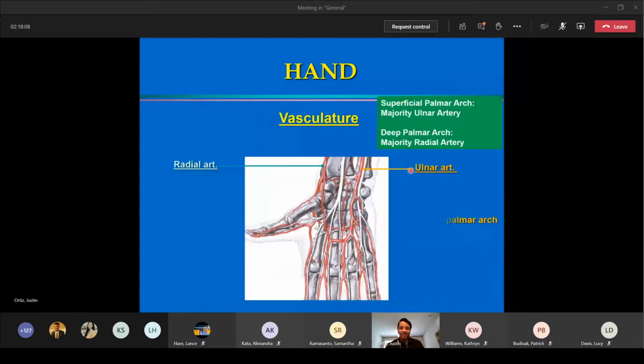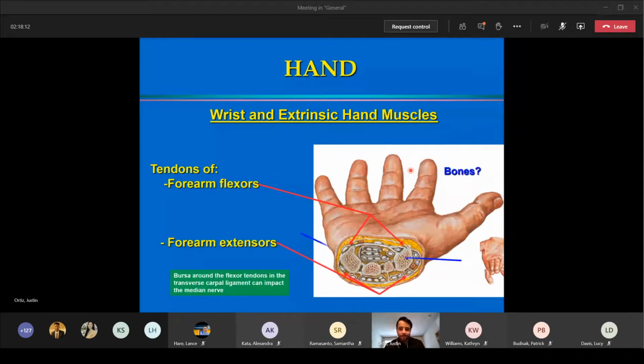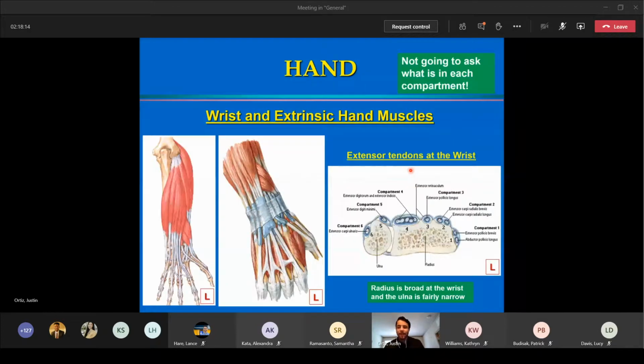Okay. We'll do these. And then, yeah, he said he's not going to ask about what is in each compartment, so don't bother memorizing what's in each compartment. And then just know that the radius is broad at the wrist and the ulna is fairly narrow, right? So this would be the radius, this broad one, and the ulna would be fairly narrow.